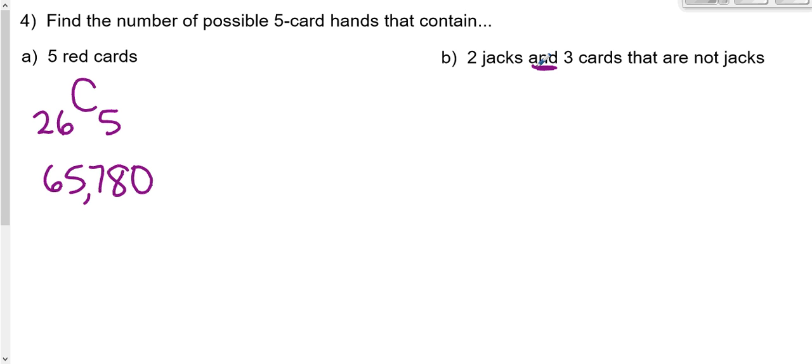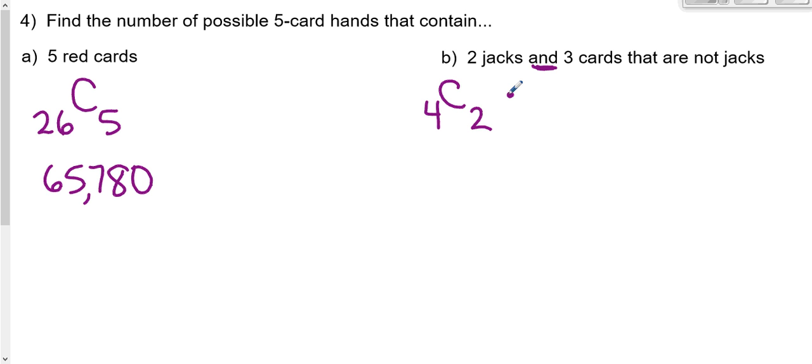So we have 2 jacks and 3 cards that are not jacks. How many ways are there to get 2 jacks? Well, how many jacks are there in the deck? There are 4 jacks in the deck. How many are you getting? You're getting 2. So this is 4 choose 2. Times, for the and, now 3 cards that are not jacks.